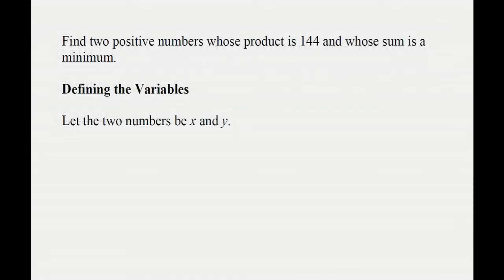First, we'll try to define the variables. Let's say the two numbers are x and y. The primary equation is about the quantity that we are trying to minimize. It should involve that. So let's say the sum is equal to x plus y, because x and y are the two numbers.